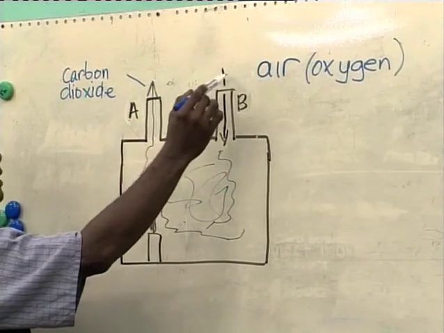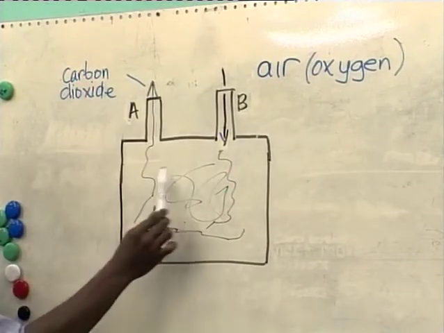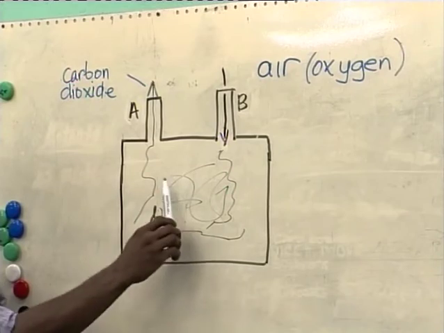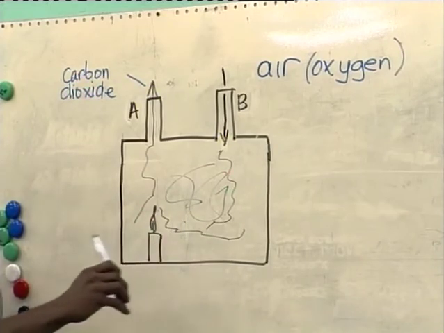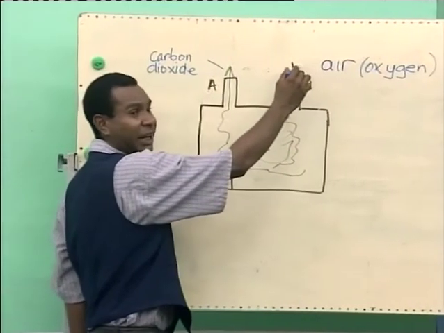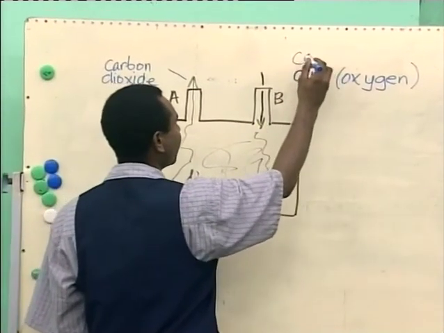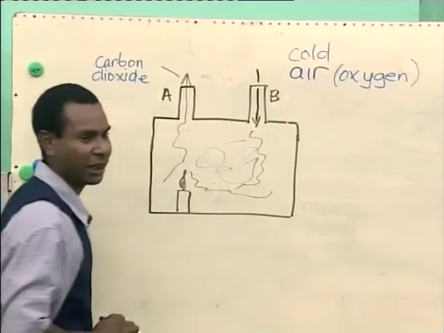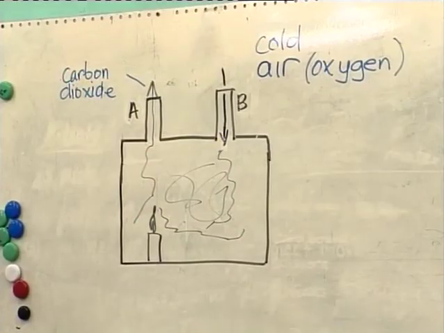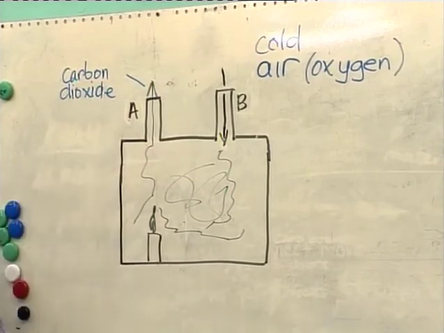So what kind of air goes in here? This air in here, in the chamber, is warm, cold, or hot? Hot. So what kind of air do you think goes in here? Right, cold air goes in here. Cold air goes in here, and comes out here hot. All right.